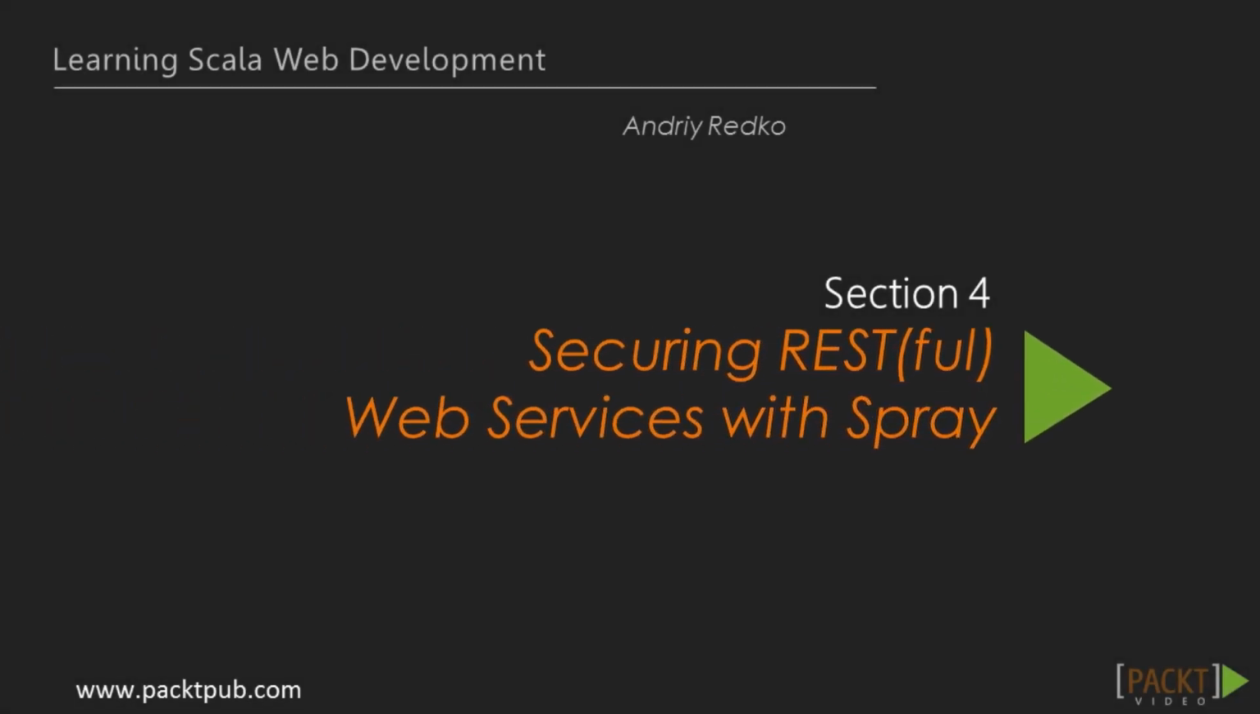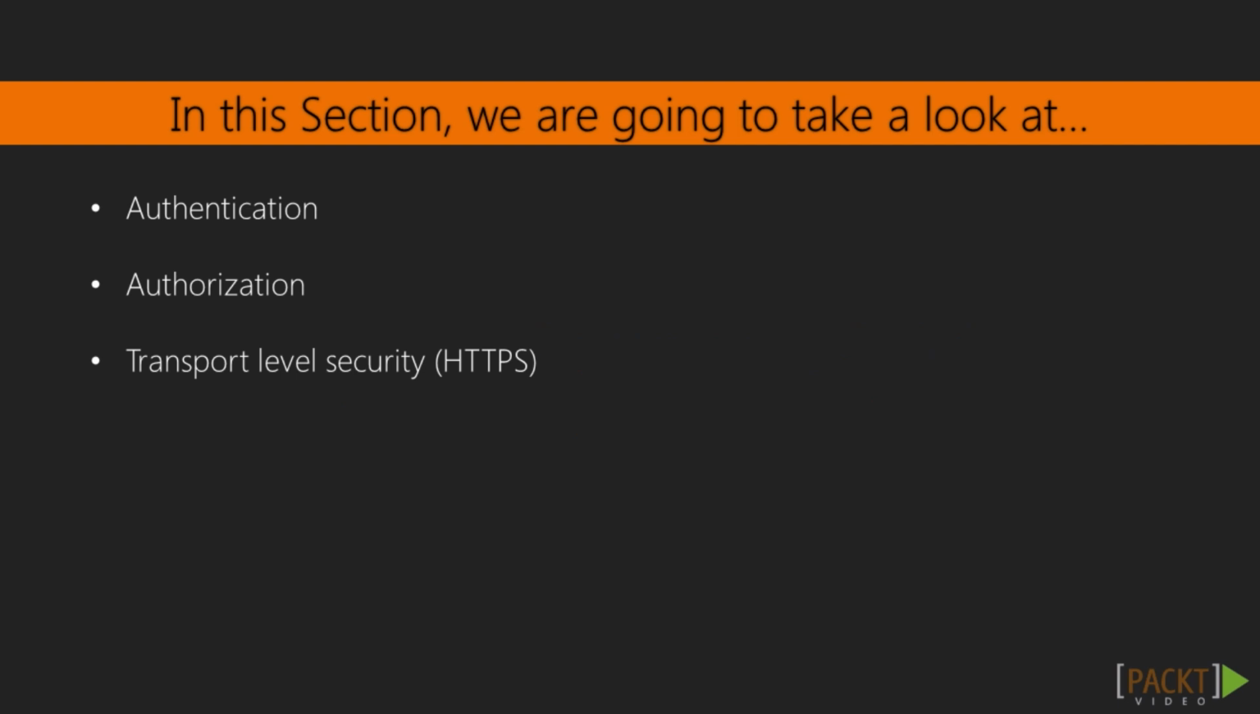In the previous section, we dug into the Spray framework and started to build our book catalog application. In this section, we will talk about security in the context of RESTful web services and APIs. Security in general consists of many processes and procedures. However, arguably, the most important ones are authentication and authorization.